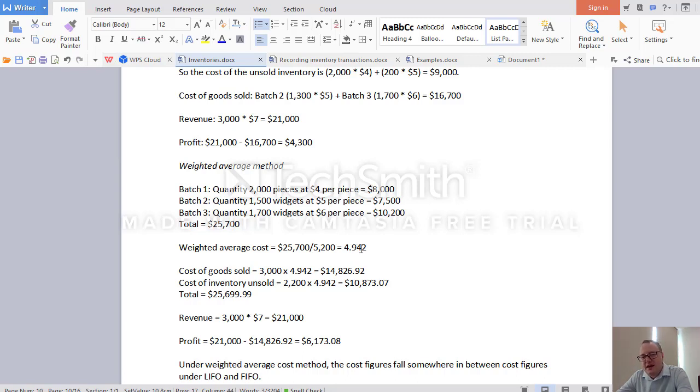And then simply, they tell you that they sold 3,000 items multiplied by this 4.9 cost per item, and that would be the cost of goods sold, 14,826. And same for inventory unsold, still staying in the balance, 2,200 ending inventory times 4.9, that will be the cost of inventory unsold. Total is approximately same, so nothing is missing. Revenue, again 3,000 sold at $7, 21,000, and subtract COGS. So you see the profit will be somewhere between the LIFO method and the FIFO method.